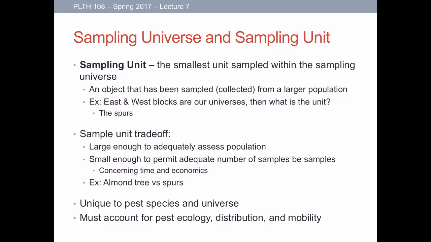So generally, the trend we see is that the sampling unit is oftentimes going to be specific to a pest species, and in some cases, it may even be specific to a sampling universe, depending on the conditions of that sampling universe.